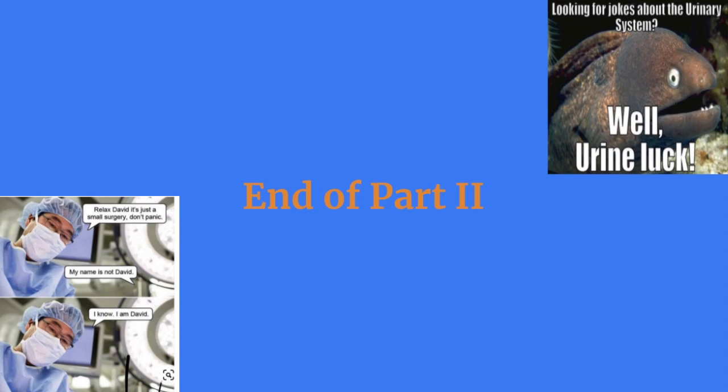Alright, so that is going to wrap up part 2 of the urinary system. In part 2, we discussed the first step of urine formation, which is glomerular filtration. We also talked about the filtration membrane of the glomerulus, the filtration pressure of the glomerulus, the glomerular filtration rate, and the regulation of glomerular filtration.